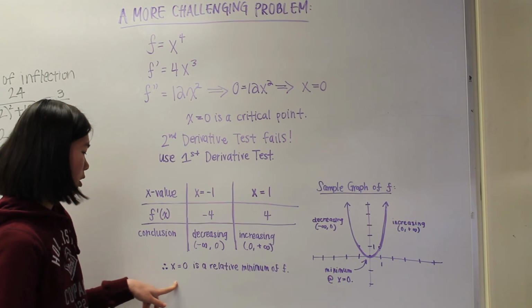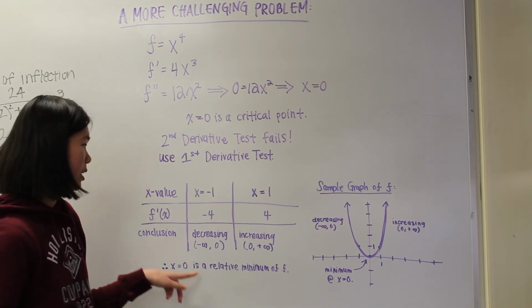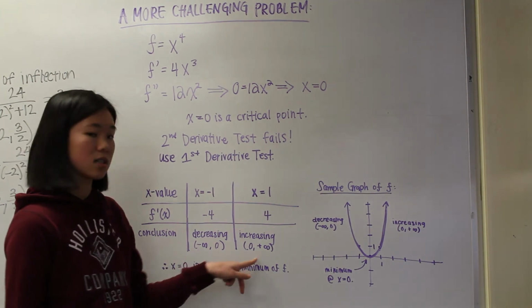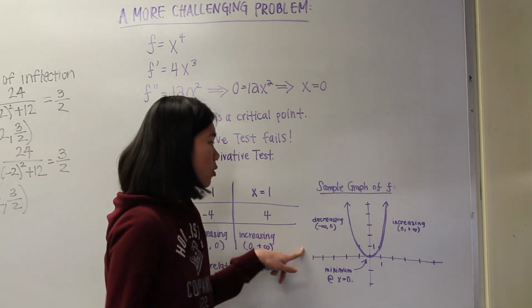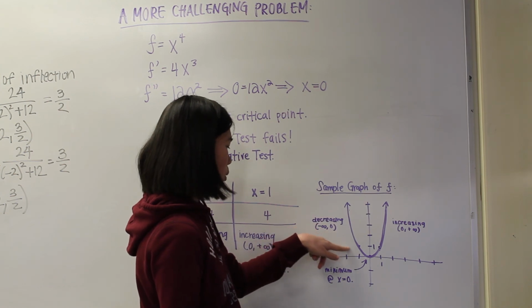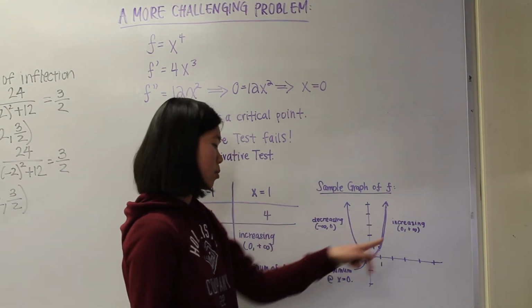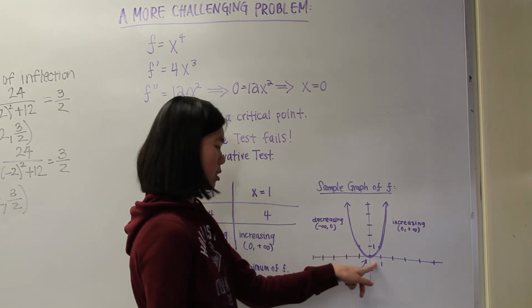And so x equals 0 is a relative minimum of f because at x equals 0, the function changes from decreasing to increasing as shown through this sample graph of f. So it's decreasing on the open interval -infinity to 0, and it's increasing on the open interval 0 to positive infinity. And the minimum is at x equals 0.